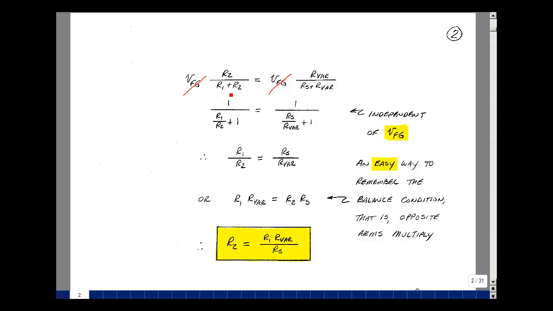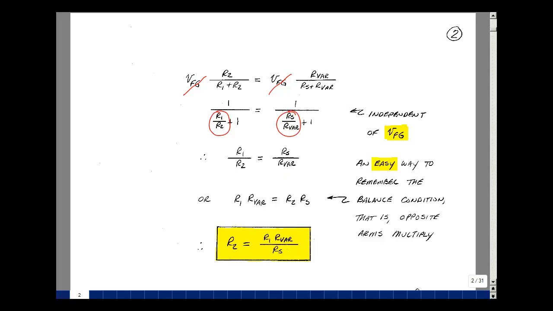Let's do a little bit of algebra on this equation. Let's divide the numerator and denominator by R2. So I get a 1 in the numerator, and then I get R1 divided by R2, and then R2 divided by R2, which is equal to 1. Do the same thing on this side of the equation, divide by R variable. So you get a 1 here, divide this by R variable, and then likewise here, get a 1. That implies that this quantity is equal to this quantity. Let's write that down over here.